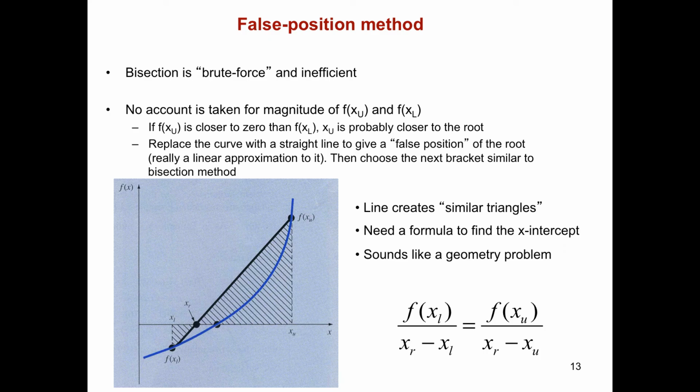Fine. We'll see how well it does. So we're going to see how to compute that xr. These two shaded triangles are so-called similar, because they have the same corners and angles. This is a right angle, this angle and this are the same, and this angle and that angle are the same. So my f of xl, this length, divided by this length, which is xr minus xl, is the same as f of xu divided by this length, and this is actually xu minus xr.